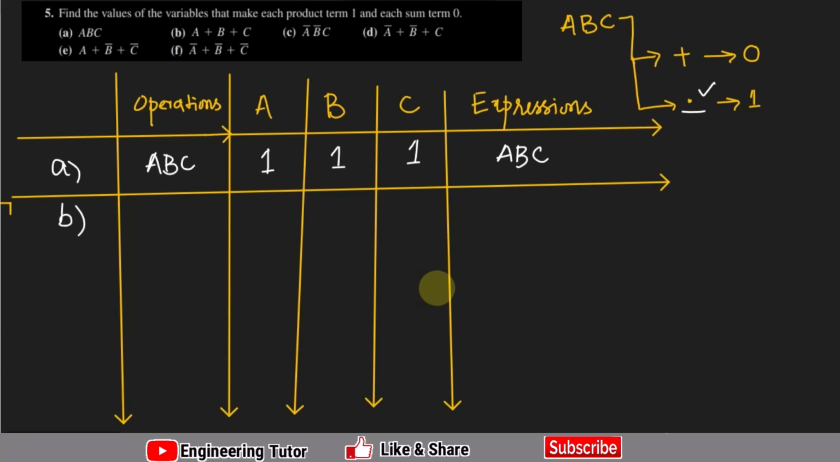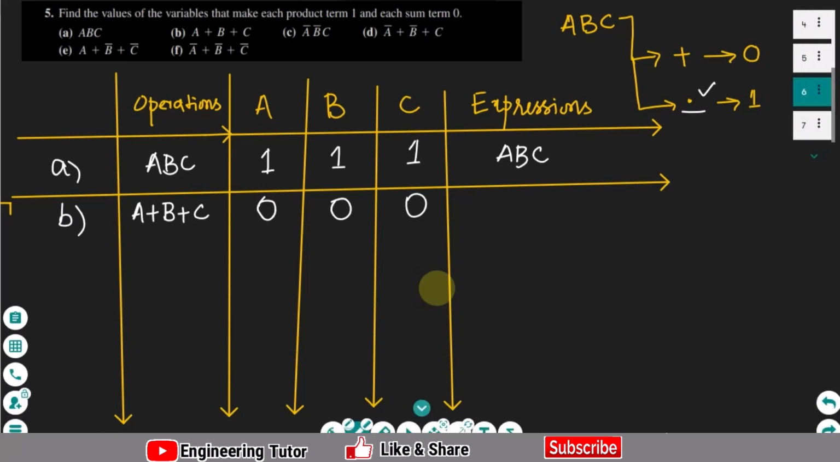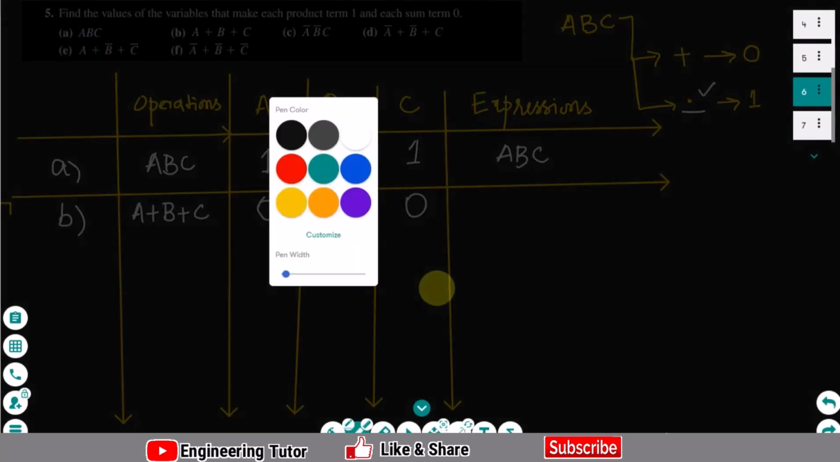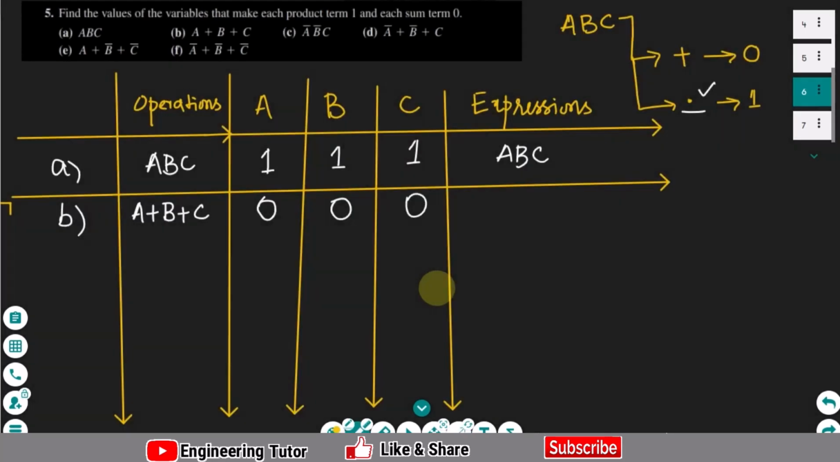Similarly, in part B here we have A plus B plus C. Okay, so I want to make it 0. So if 0 0 0, if all three of them are zeros, the output of it will be 0 here as well. So again, let me draw the lines here as well.